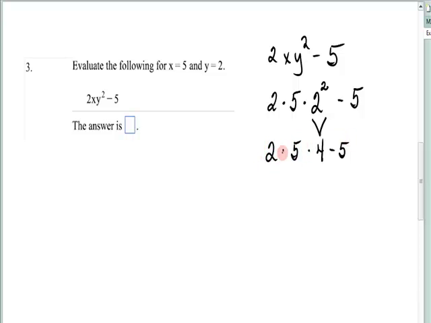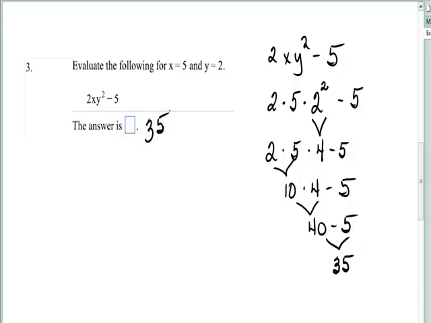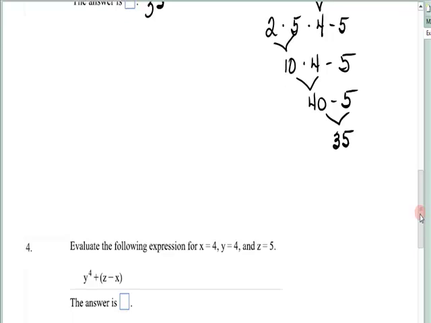And now I have multiplication, multiplication, subtraction. So I'll do my multiplication left to right. 2 times 5 is 10. Copy down the problem. 10 times 4 is 40. Copy down the problem. And 40 minus 5 is 35. So the value of this expression is 35 given that x number and that y.